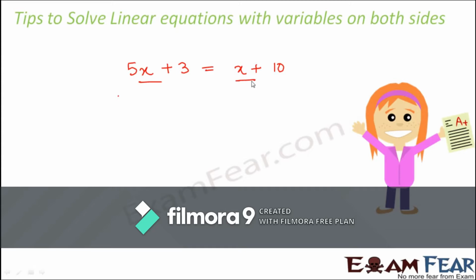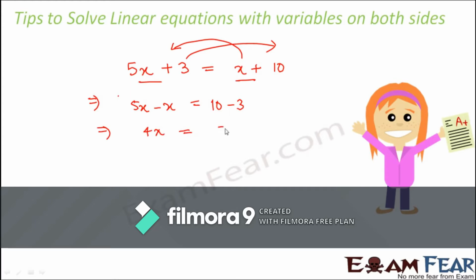So again here also we will follow the same trick. We will try to collect all the variables on the left hand side. We will try to send all the constants to the right hand side. So for that what we would do, 5x - x. So this x would have come this side and this 3 would go this side. So this would become 10 - 3. So 5x - 1x would be 4x. 10 - 3 would be 7. So therefore x will be equal to 7/4.